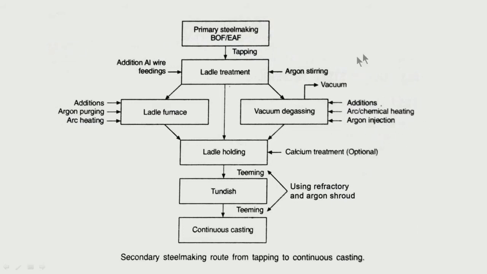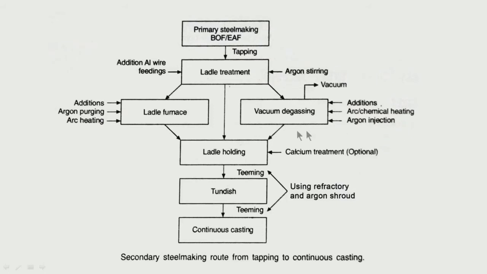If we say vacuum process, it means we can use vacuum, whether it is VAD, VD or RH. So, instead of just a simple ladle treatment, if you are in a ladle furnace or vacuum furnace, some more secondary refining possibilities are there. So, quality level can be enhanced further.